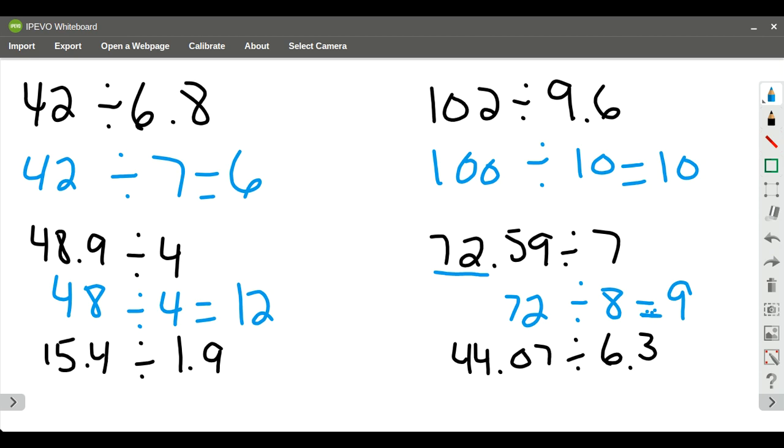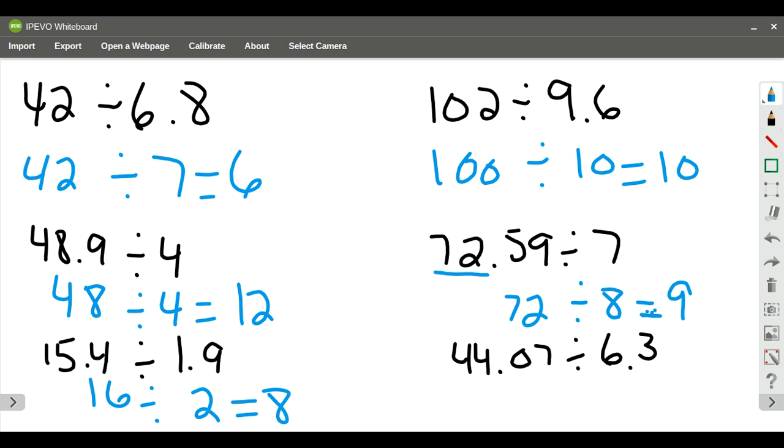Okay. The next one I'm going to take a look at is 15.4 divided by 1.9. 1.9 I'm going to round to 2. And then the 15.4 I'm going to round it up to the next whole number, which is going to be 16. So my estimation is going to be 8.